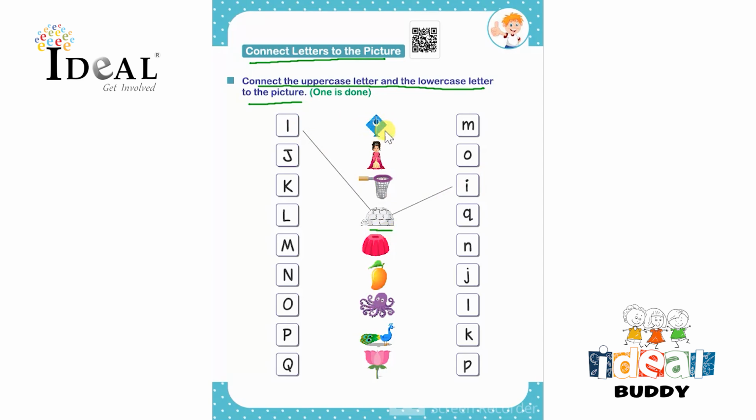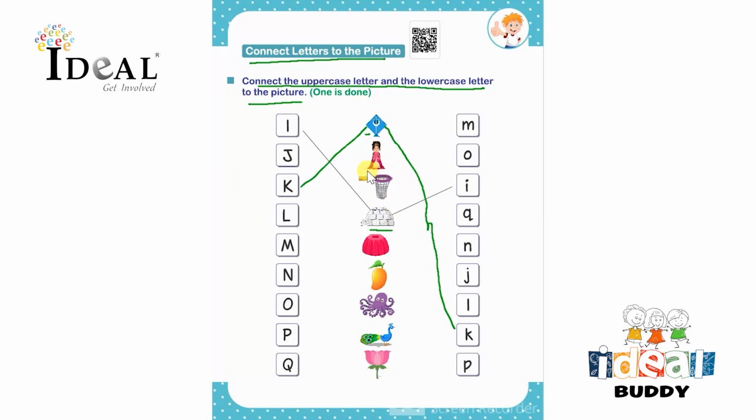So the child can start from any random picture, but it's better that they start with the given sequence from the top. So the first picture is of a kite. The beginning sound is K. It starts with the letter K. So we will connect the given picture from the uppercase letter K and the lowercase letter k.